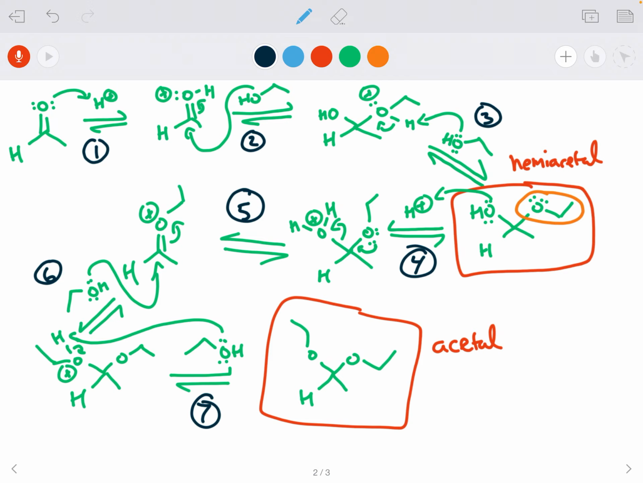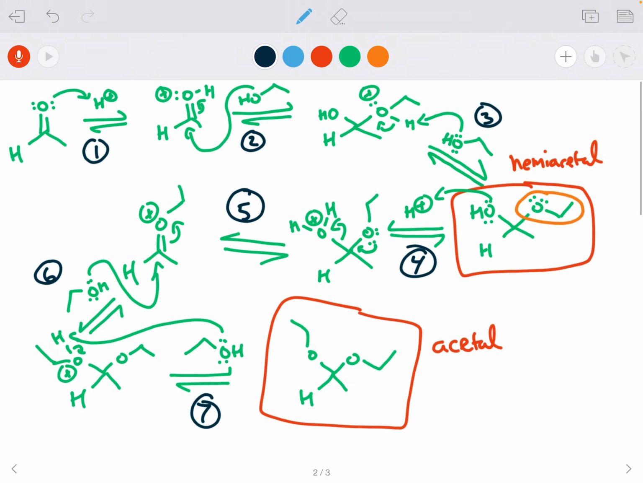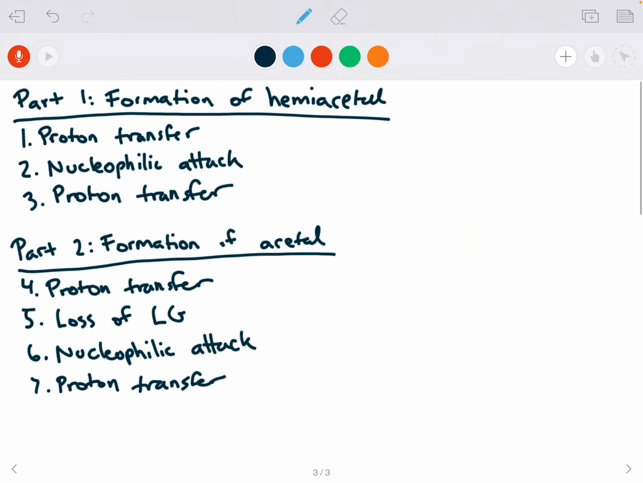This will be the same process for the formation of every acetal, whether you're using 2 alcohols or you use an alcohol like this one. It's always going to be 7 steps, and it's always going to be the same 7 steps.